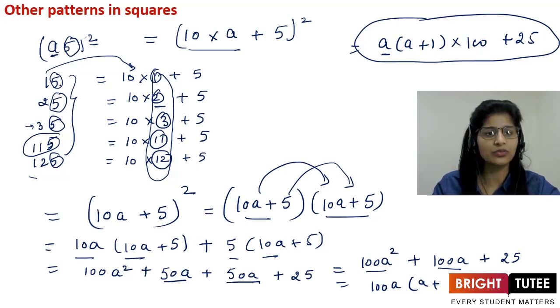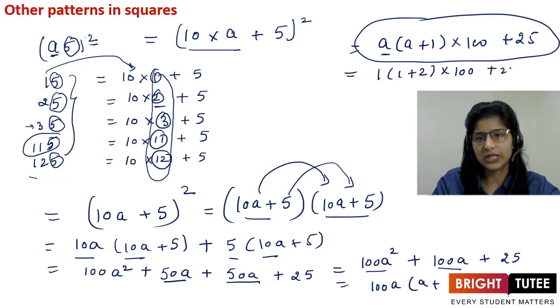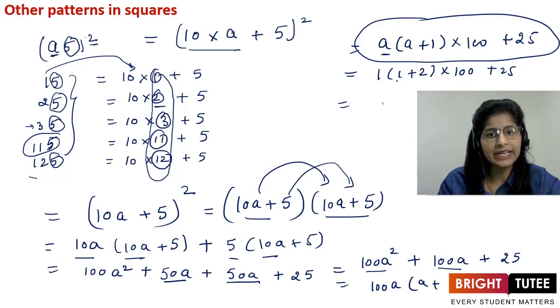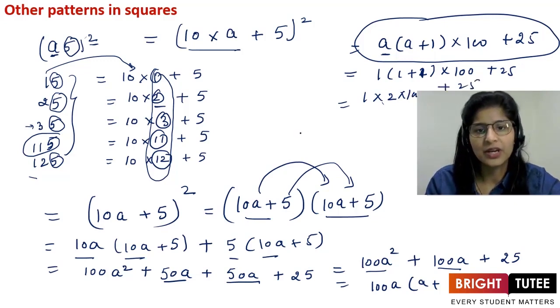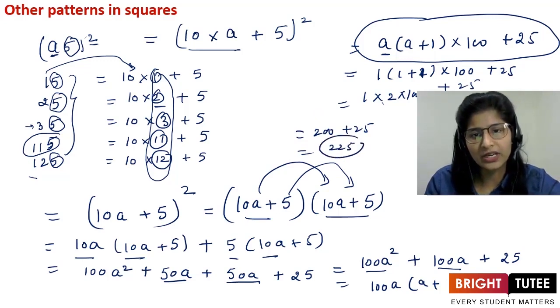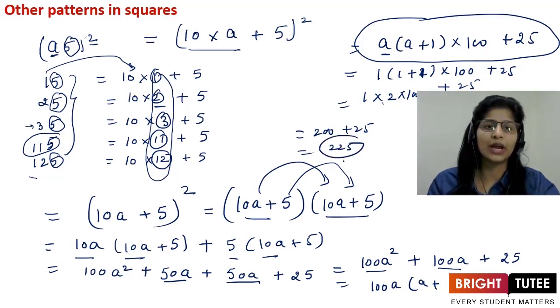So if I have to find square of 15, what will I do? A is here 1. So 1 into 1 plus 1, wait, we had to do A plus 1. A is 1 and plus 1 we have to do. So we get 1 into 2 into 100 and then we have plus 25. So we get 200 plus 25, that gives us 225. So square of 15 is 225.